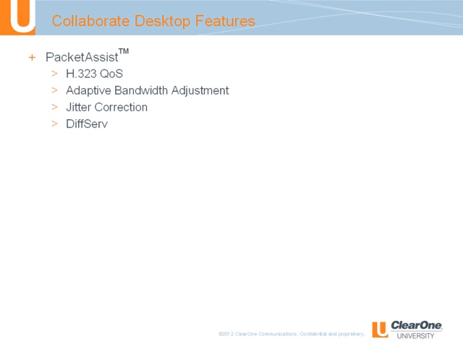IP video will have a higher precedence than data packets, since it is important that video packets are received in the correct order to provide a clear image. More of the QoS features can be found on the Collaborate desktop data sheet.